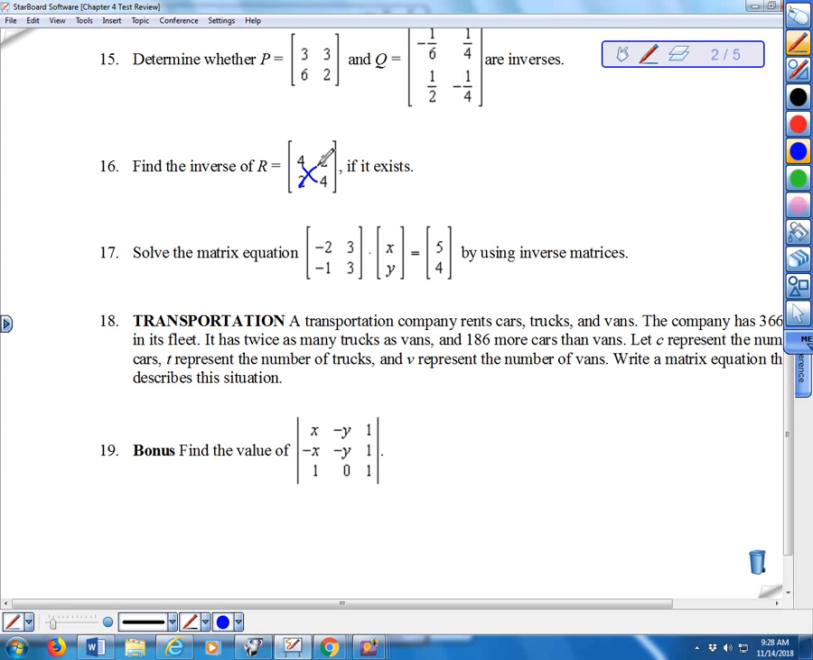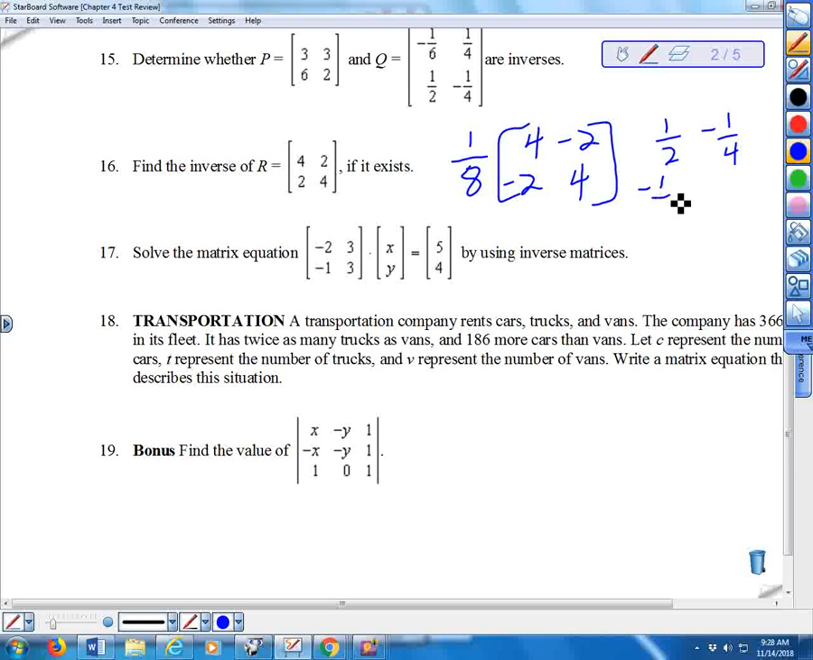16 minus 8 is 8, so I'm going to take 1 over 8, and I'm going to multiply it by 4 and 4. I switched those, but they're the same numbers, so you didn't notice that I switched them. But I did. And negative 2, I didn't switch those, I just changed the signs. Okay. So I'm just going to bring this in. 4 over 8 is 1/2. Negative 2 over 8 is negative 1/4. Negative 2 over 8, negative 1/4, and 1/2. And there is my inverse. That's it.